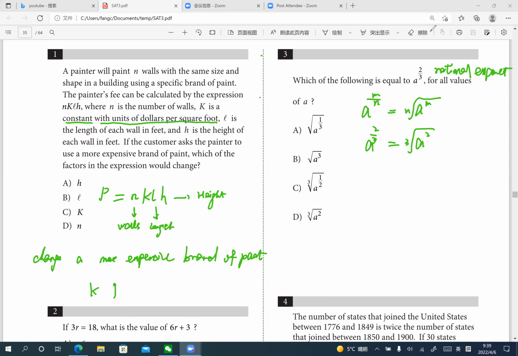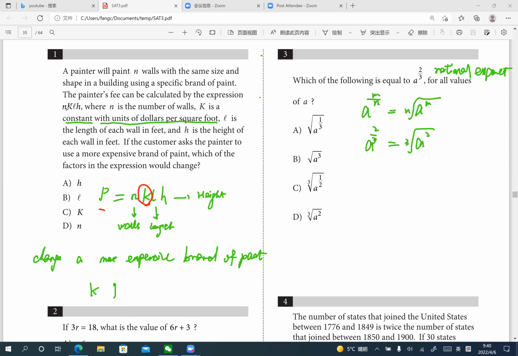If the customer asks the painter to use a more expensive brand of paint, which of the factors in the expression will change? From the expression, the price equals n times k times L times H, and n represented the number of walls that need to be painted, L represented the length of the wall, and H represented the height of the wall. So the only variable that might change is k.